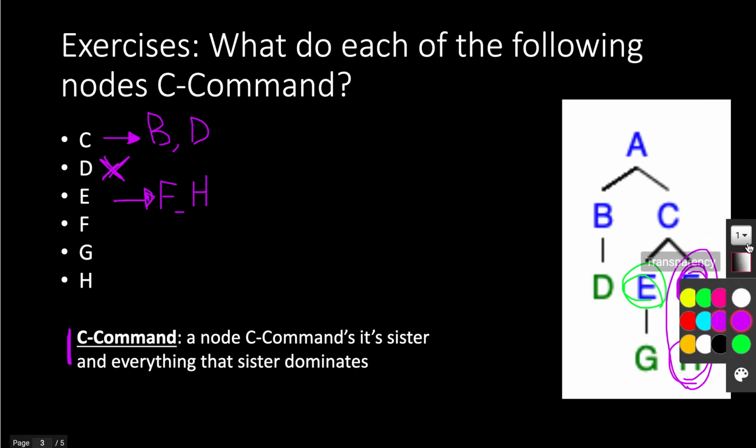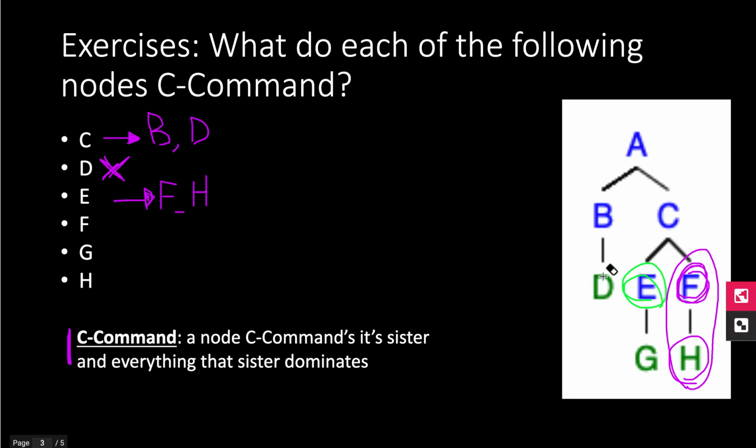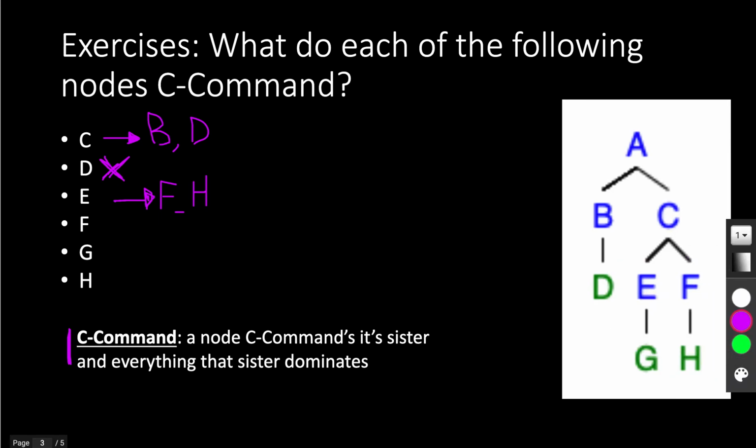And now, to look at the reciprocal of that, what does F C command? So here we have F, and we just established that E is F's sister. And since E dominates G, those both fall under the purview of F's C command. So F C commands E and G.